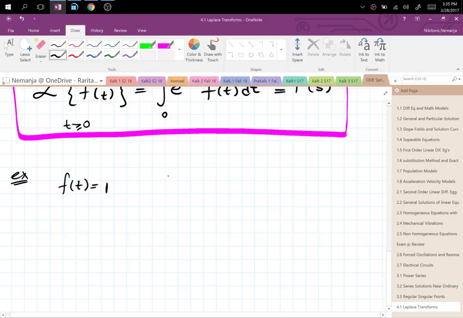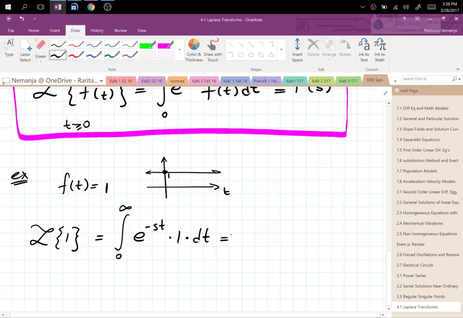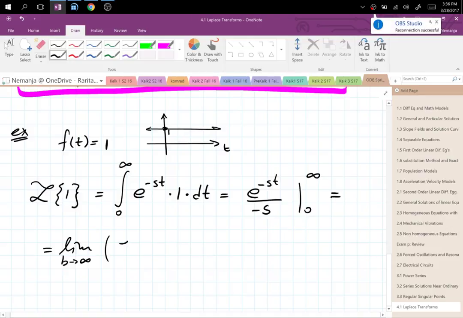All right, so let's try transforming the function 1. You know how to graph this function. T-axis, right? And that's just 1. It's a horizontal line. So when we integrate e to the minus st, which is e to the negative st over negative s, computed from 0 to b, this is going to be e to the negative sb.